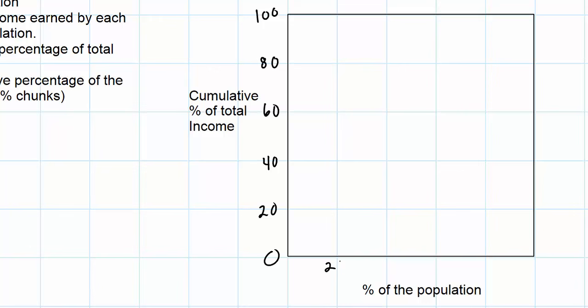We'll start with the 20th percent. So the lowest 20th percent represents the poorest fifth of the population. Then you've got the next 20% up to 40%, then 60, 80, and 100.